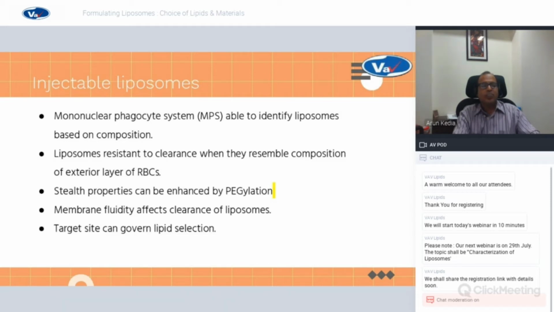polyethylene glycol. Then the membrane fluidity also affects the clearance of liposomes. For example, long circulating liposomes can be prepared for transporting drugs to the sites of disease beyond the MPS so as to overcome the rapid elimination. And further, you can reduce the MPS clearance by enhancing the rigidity of the liposomes by adding either phospholipids with high PTT or cholesterol or sphingomyelins. Sphingomyelins are also naturally present in egg phospholipids.